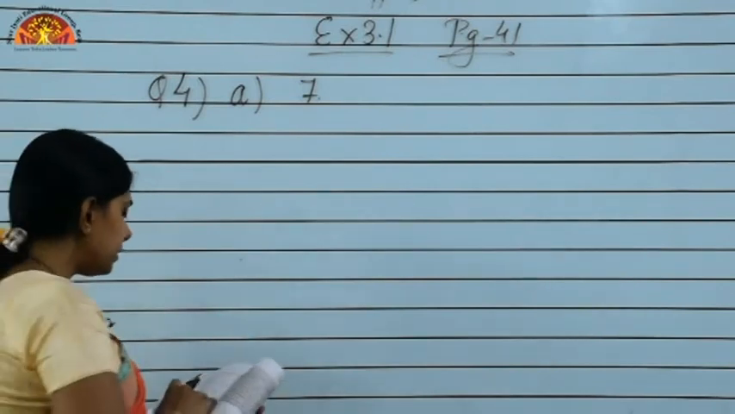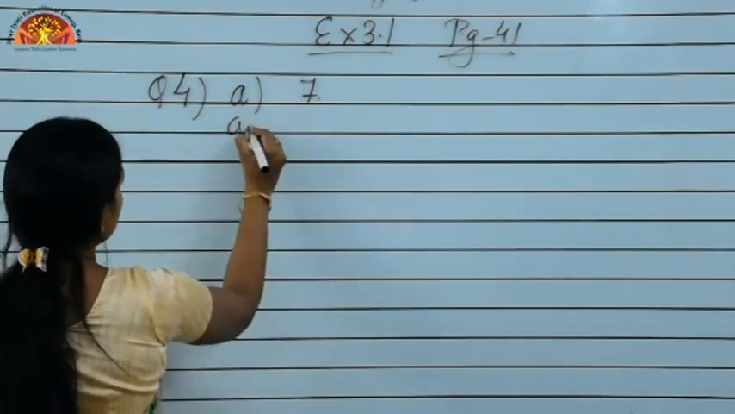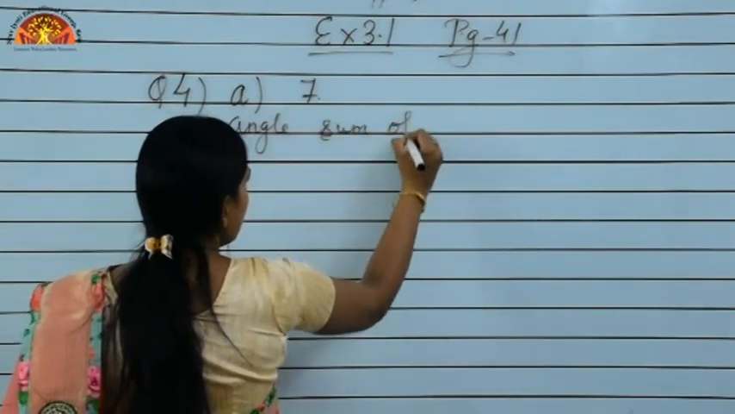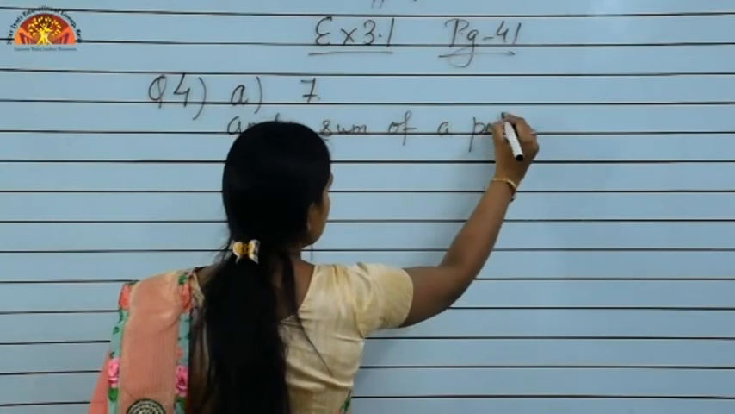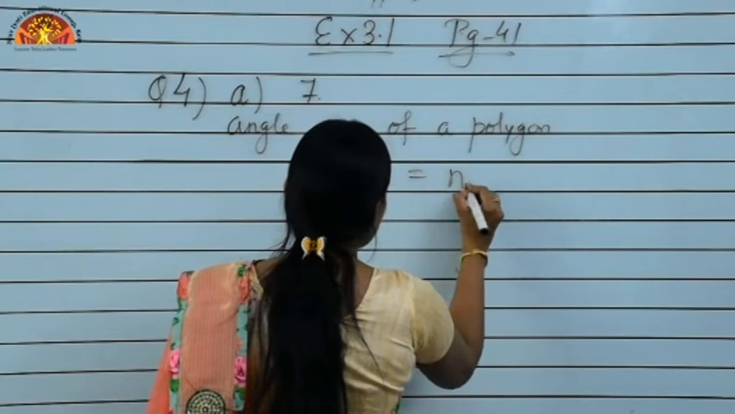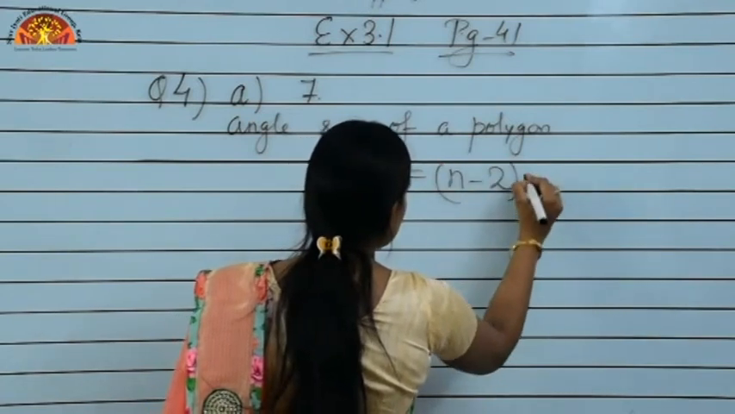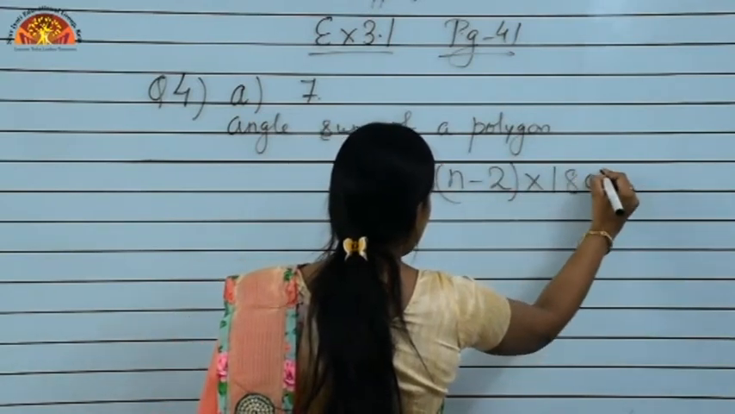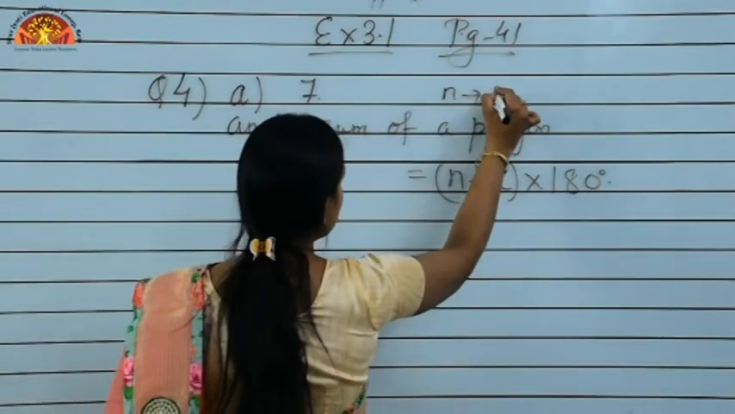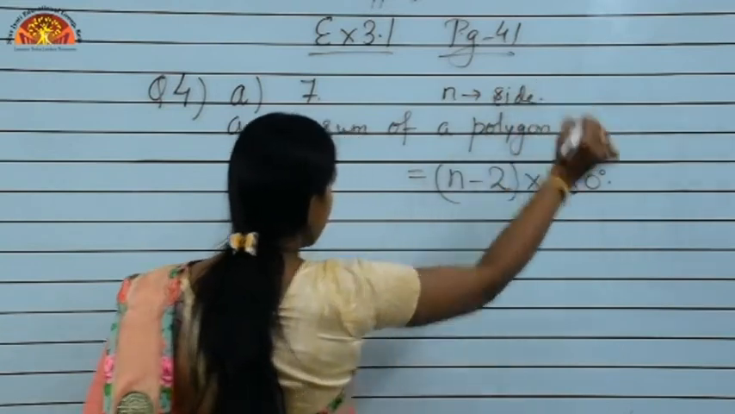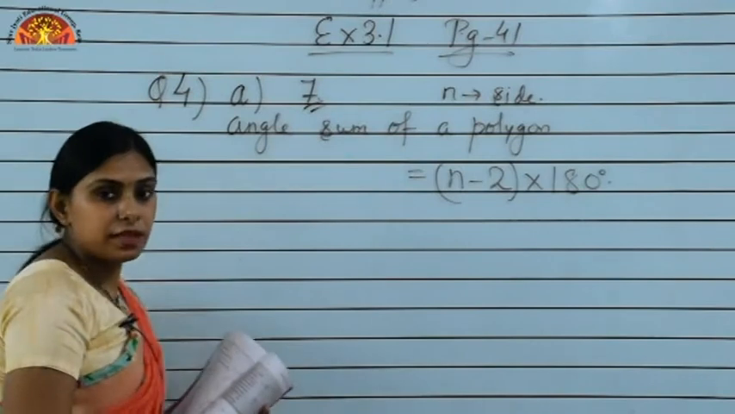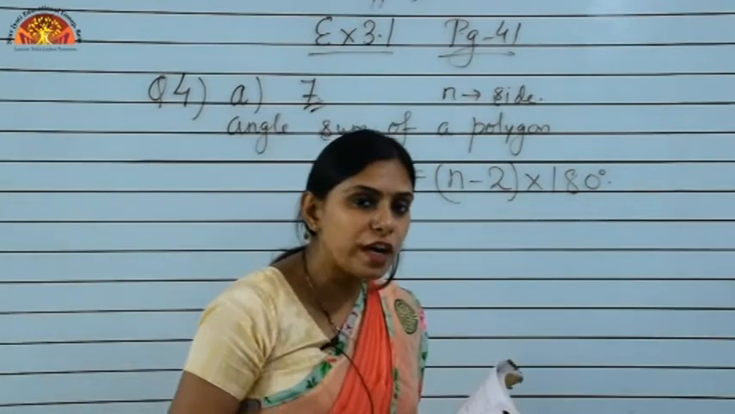And as you know, children, the angle sum of a polygon is equal to n minus 2 into 180 degree, where n is the side. n क्या specify कर रहा है यहाँ पे? n is the side. So it is given in the question that the number of sides is equal to 7. That means the value of n is 7.